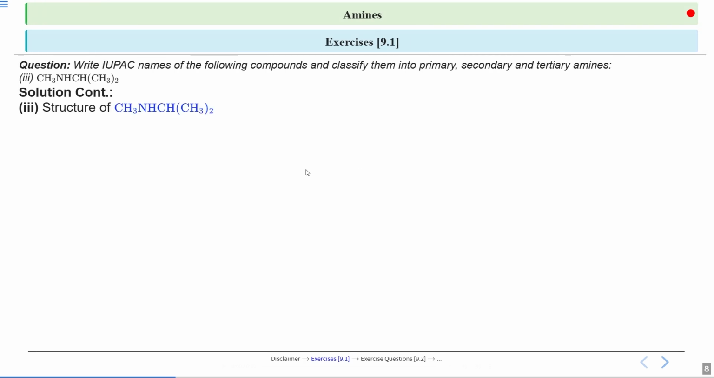Now in the third part, if we draw the structure, then this is the structure. First, select the parent chain. If you see, this is my parent chain because this is the longest continuous carbon chain. So I'll do the numbering 1, 2, 3. The parent chain is of 3 carbon atoms, so it will be propane. Now let us check the substituents.